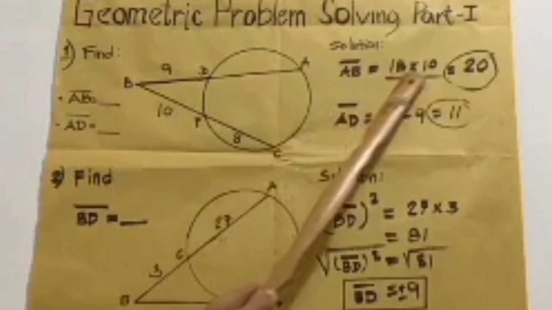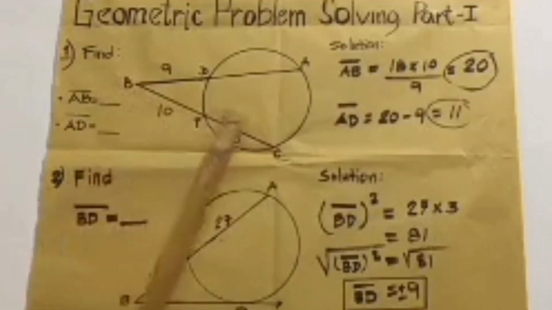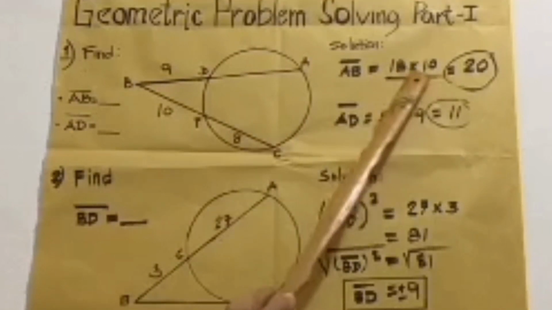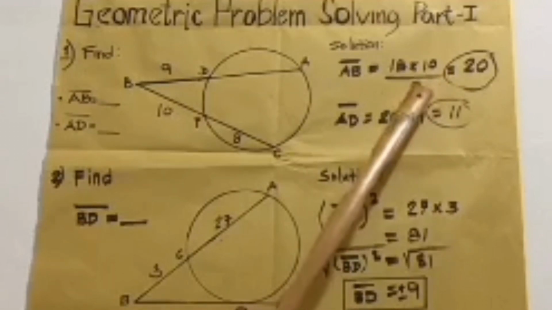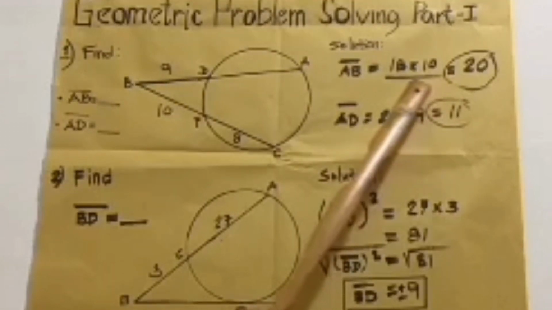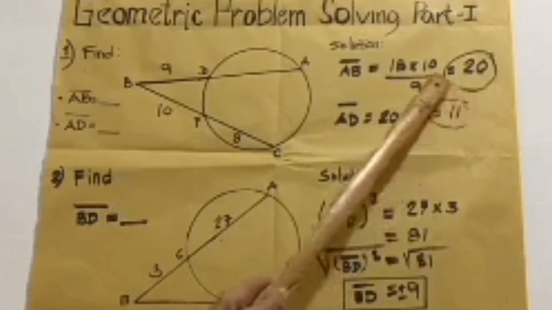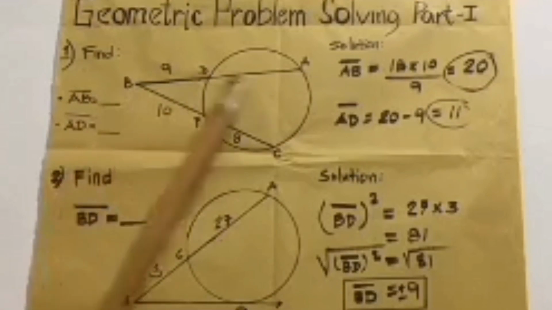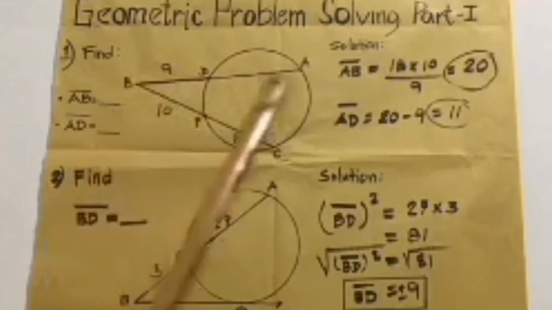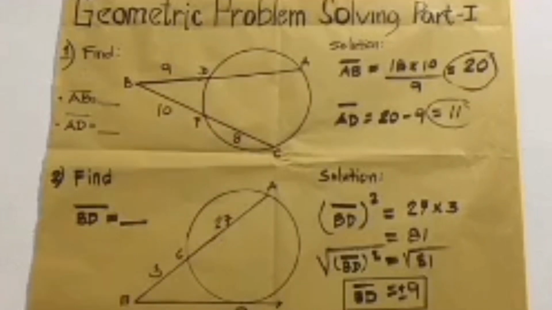Then we're going to multiply the exterior segment, which is BF, given is 10. 18 times 10 equals 180, divided by 9 equals 20. So therefore, our answer for segment AB is 20. From here to B, the distance here is 20.